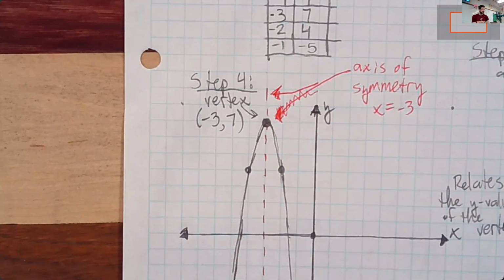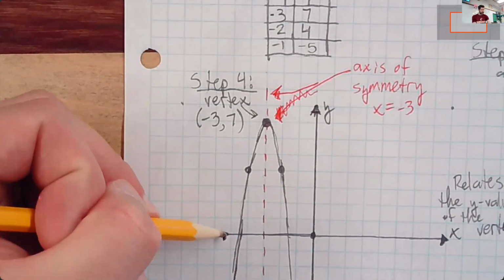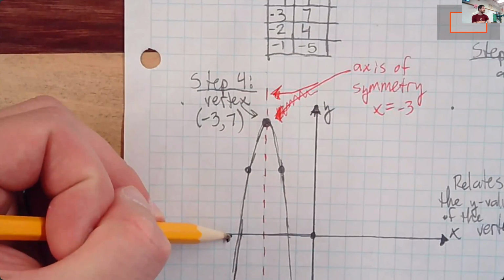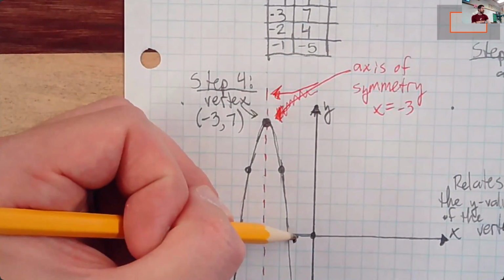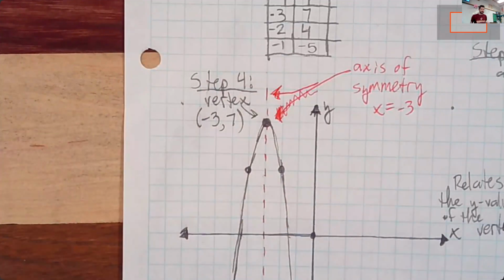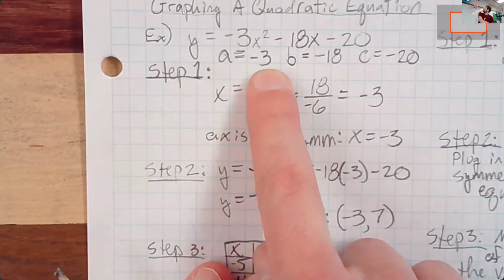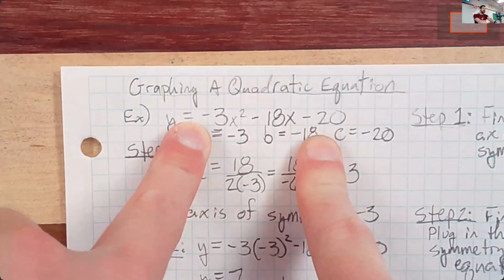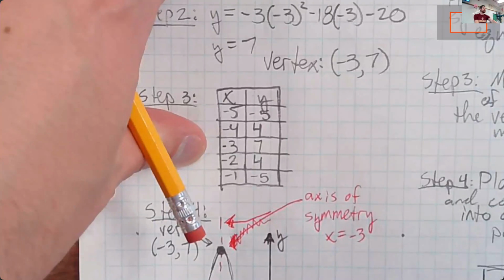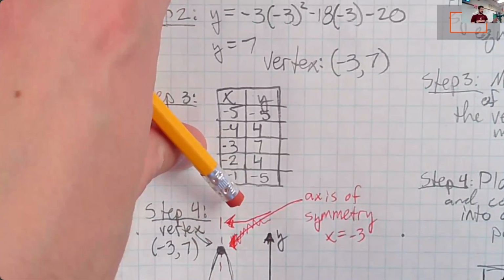Some of them you can, if it went through here, we would say, oh, that's -5. Or if it went through right here, we'd say that's -1 for the x-intercepts. Now, the other way that we can solve this, and this is what we're going to do on the back, is we're going to use this exact same equation up here, the negative 3x squared minus 18x minus 20. We're going to figure out where the x-intercepts are using the quadratic formula. So flip it on over.